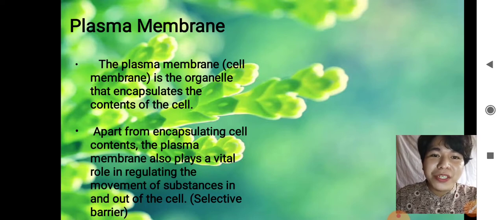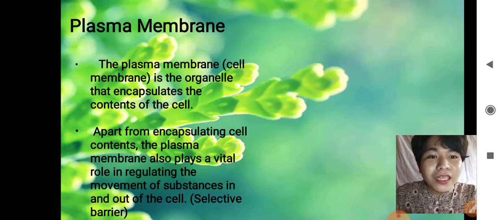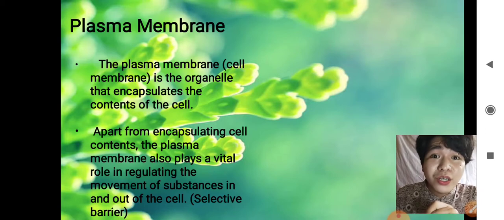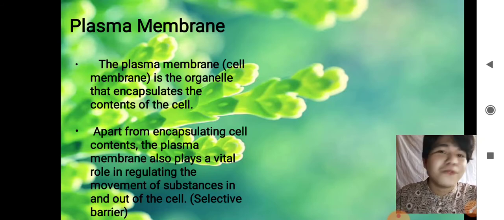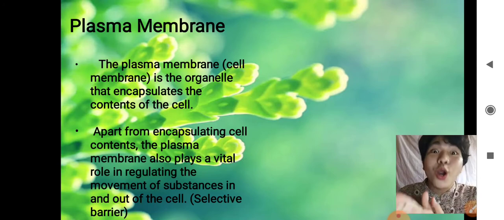Next. And of course, plasma membrane, as I said earlier, in animal cell we only have plasma membrane or cell membrane. So its role is it encapsulates the contents of the cell. It is semi-permeable, because it serves as a selective barrier on what foreign substances may go inside and go outside our cell. And of course, apart from encapsulating cell contents, the plasma membrane also plays a vital role in regulating movement of the substances, as I have said earlier.